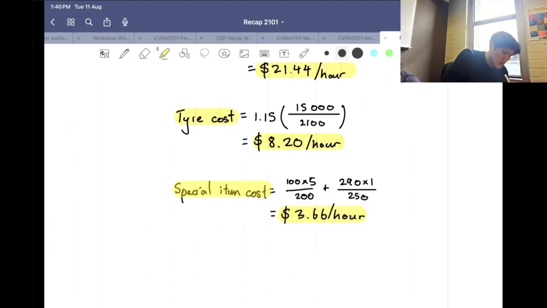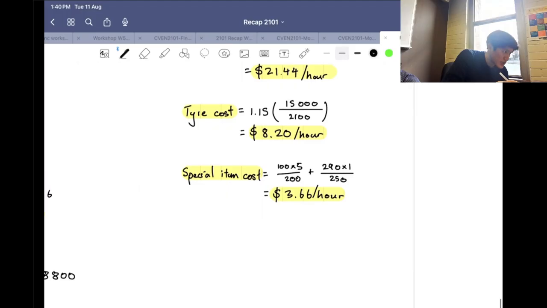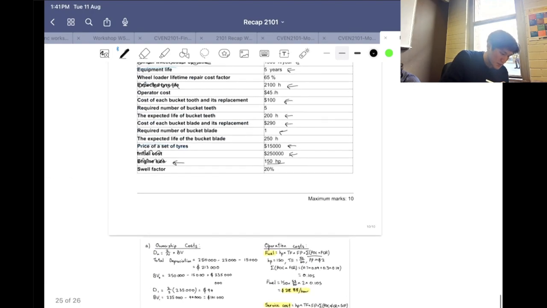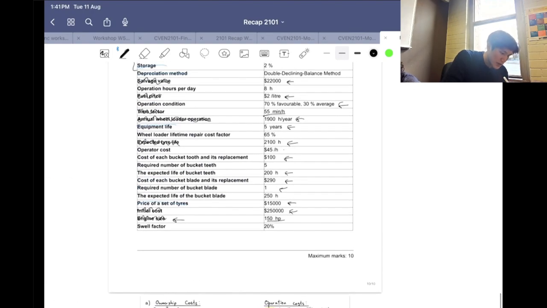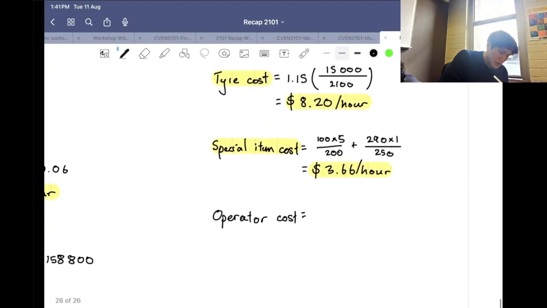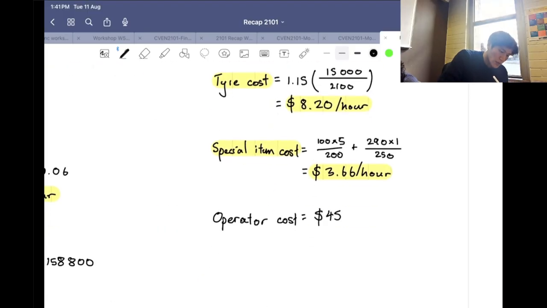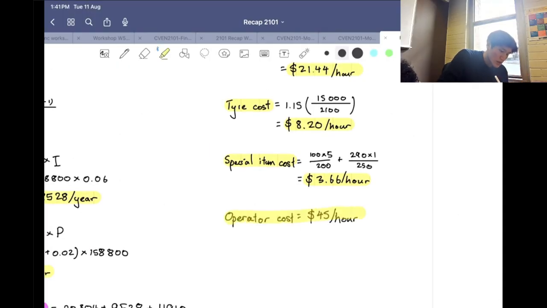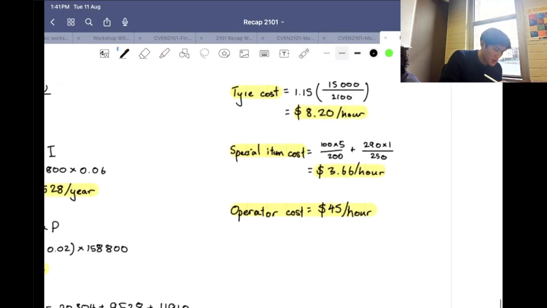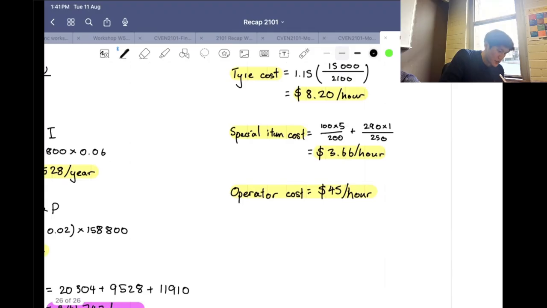Special items cost. And then last but not least, you have your operator costs. So the person actually operating your machinery. And that's just given in the question as $45 an hour. So we can just write that down. Amazing. So that is everything for the operation costs, and then you sum it all up to find your total operation cost.